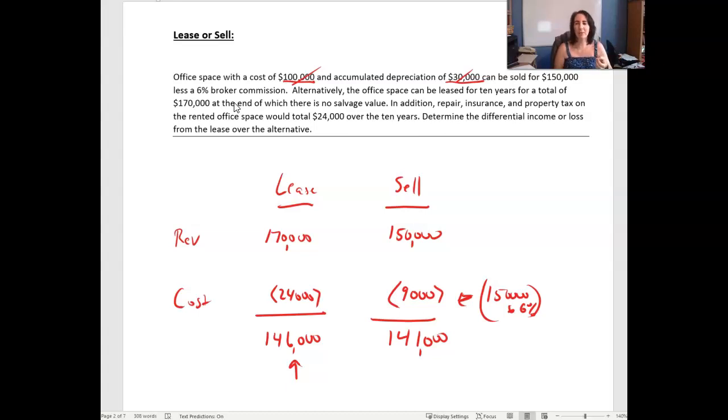Now, are there other considerations? Of course there are, right? Do I want to lease it? Do I want to deal with renting property? I mean, maybe I just want to be rid of this thing. Maybe the neighborhood's not so good, right? Lots of things. But our focus today and what we're doing here is we're focusing on the numbers.